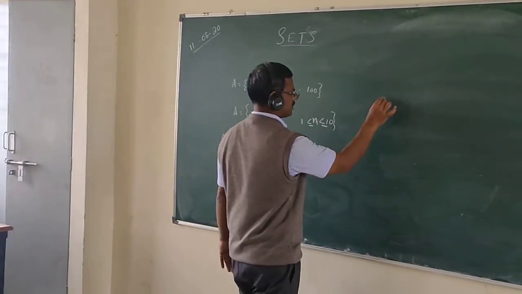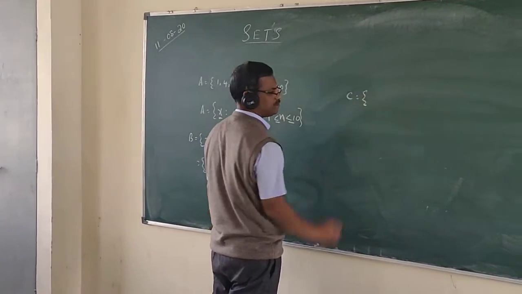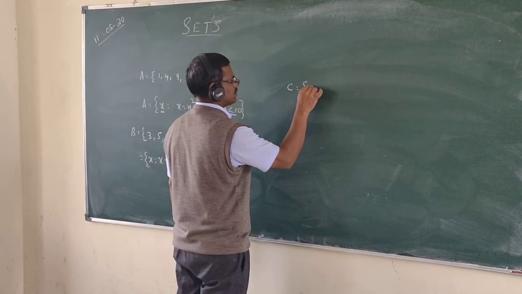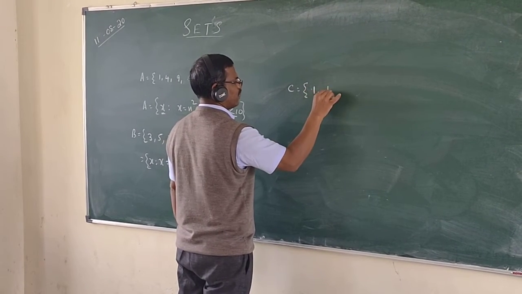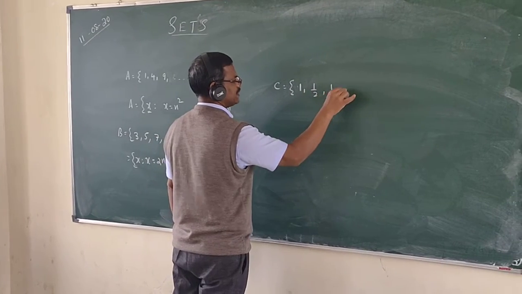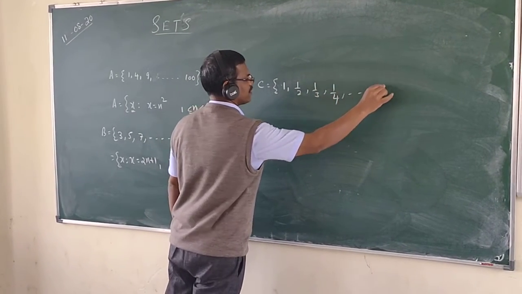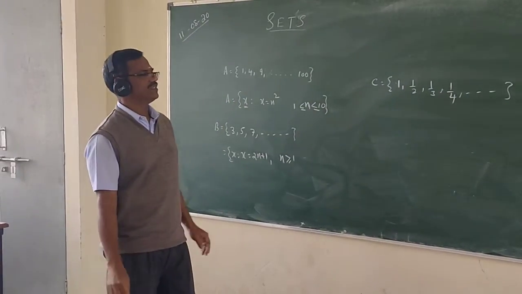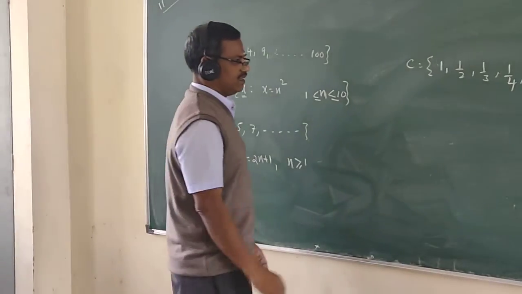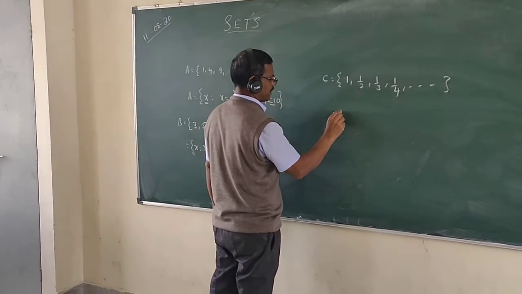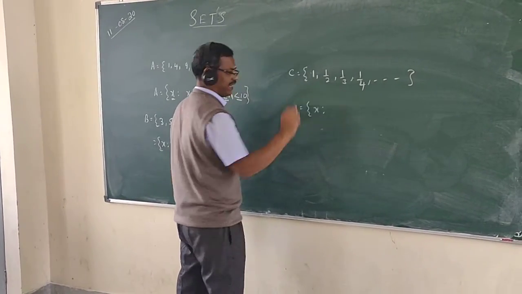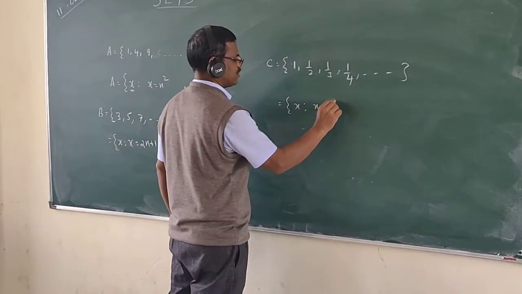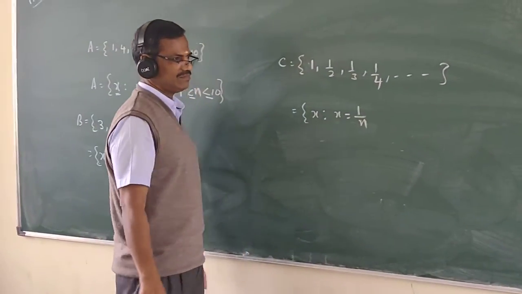Now let us take one more example. Say C is the set of all x, suppose it is something like this: 1, 1 by 2, 1 by 3, 1 by 4, etc. Make a close observation. What is the common property it is following? We mark it by x. And what is the form of x? I can say x is equal to 1 by n.